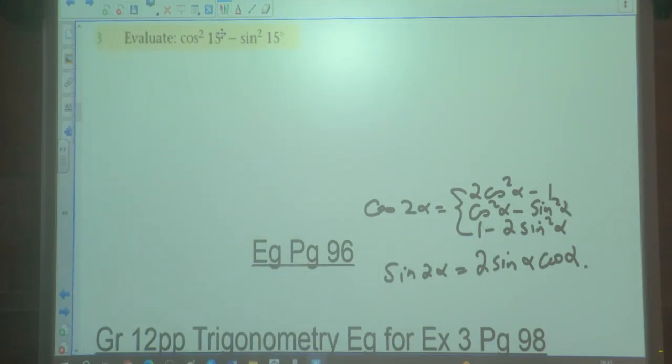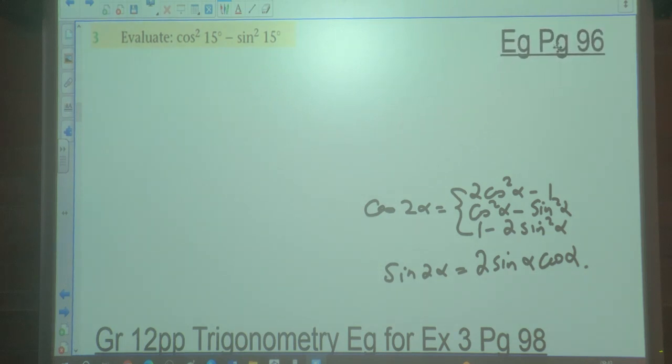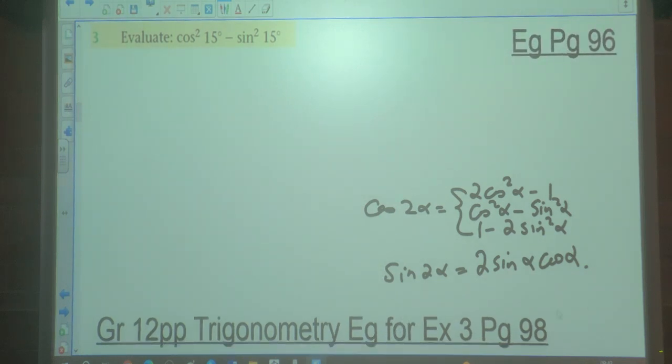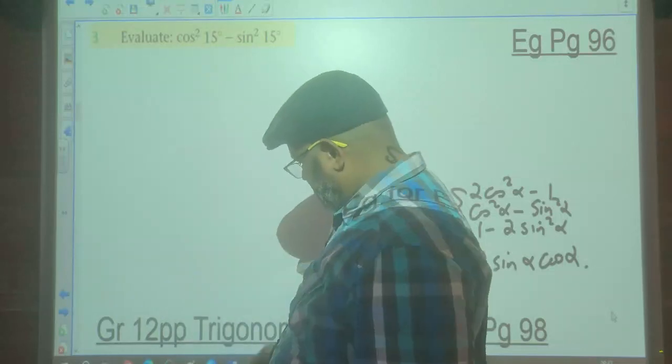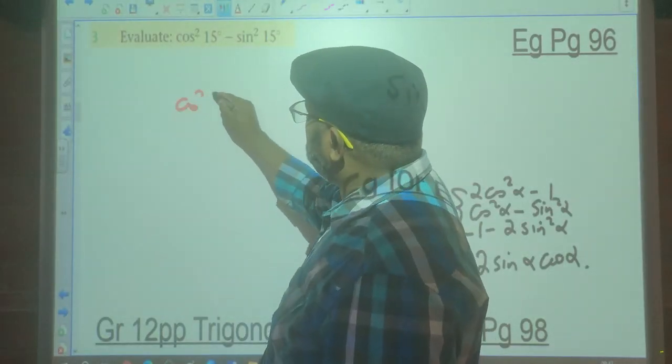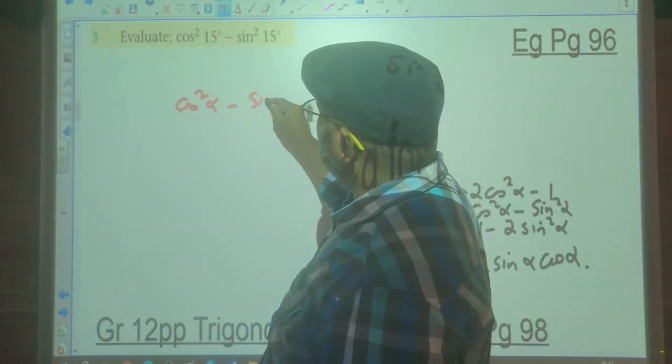This trigonometry is almost becoming your favorite after geometry, no? People, evaluate also means determine or calculate or simplify. Cos squared 15 minus sine squared 15. People, where did we see that before? The cos double angle, not so? So what's my alpha angle now? 15. So in other words, it's cos squared alpha minus sine squared alpha.